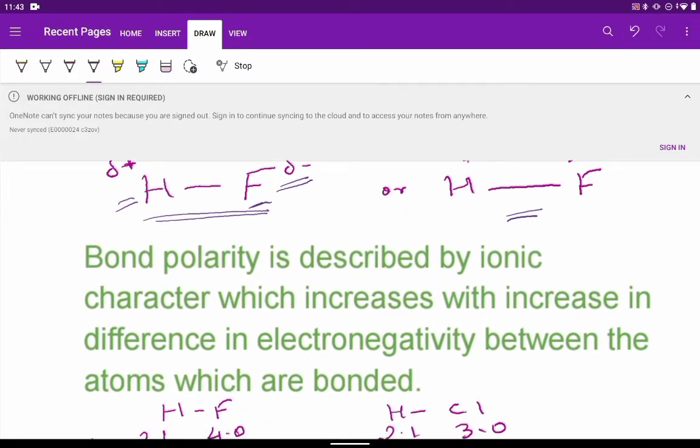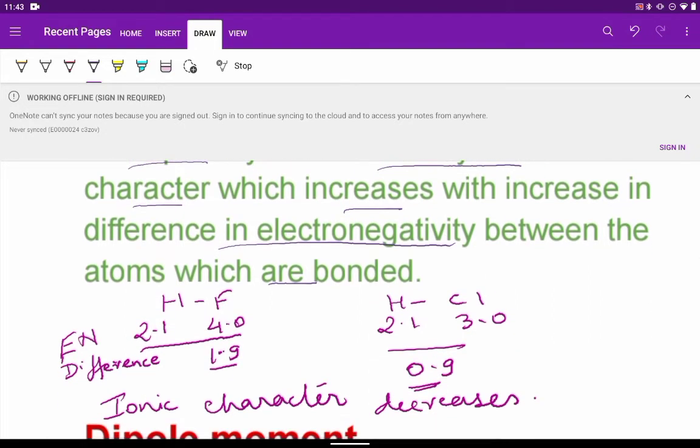The arrow towards fluorine shows that the electron pair has moved towards fluorine. This bond polarity can be described by ionic character. In the covalent bond, ionic character will develop because of this polar nature, and this ionic character will increase as the difference in the electronegativity between the two atoms increases. This we can find out by an example. See, in case of hydrogen fluoride, electronegativity of hydrogen is 2.1. For fluorine it is 4. So the difference in electronegativity is 1.9.